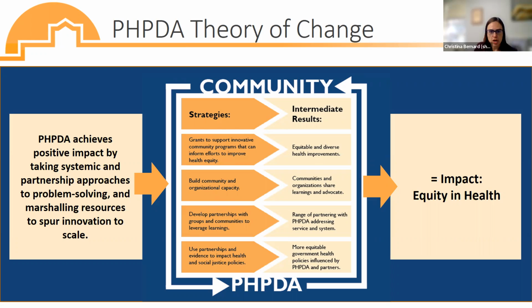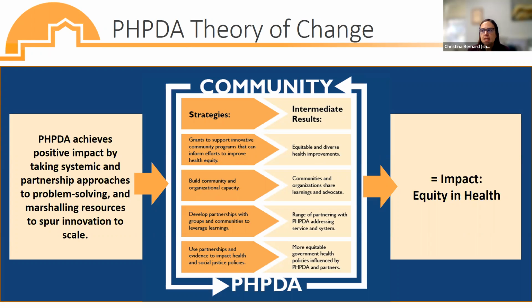We have 4 strategies and 4 intermediate results listed, and really all of the intermediate results are something where we're going to see change, hopefully in the short to medium term, pushing towards that ultimate impact goal of equity and health. That's obviously a bigger, longer term, much less measurable goal. Another note, it's not completely linear. All of the strategies can impact all of the intermediate results to some extent. And then you also can have some of the intermediate results where we see changes that will then go back and impact some of our strategies.